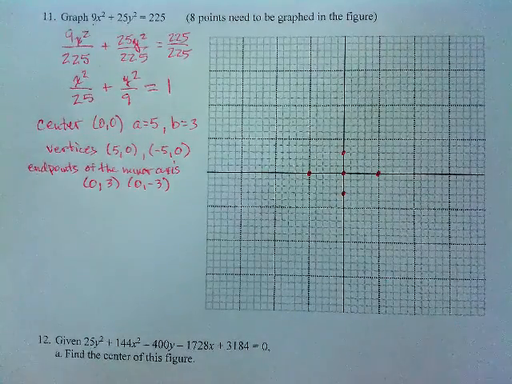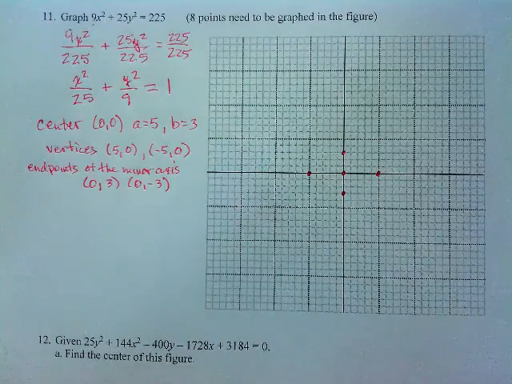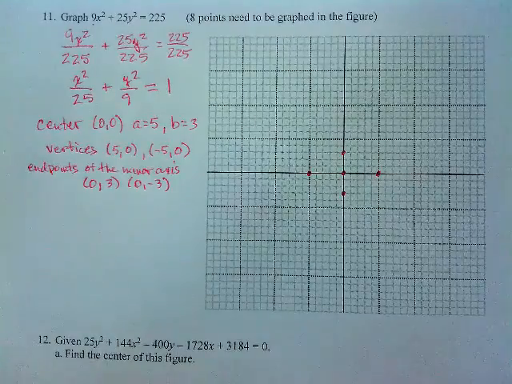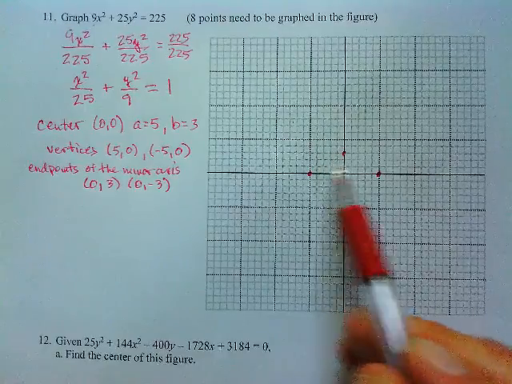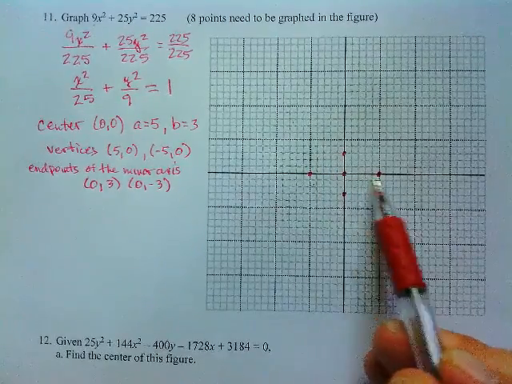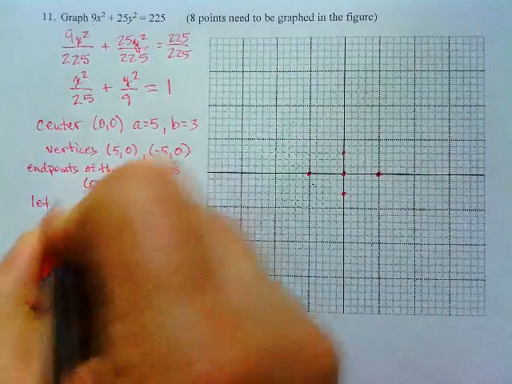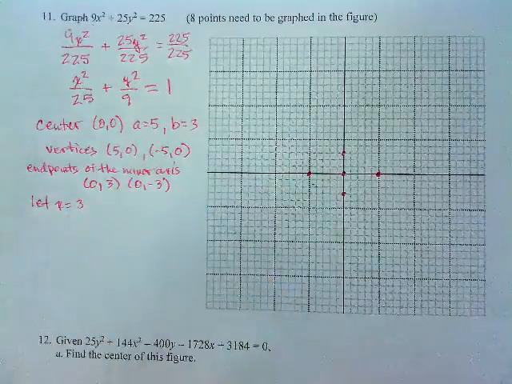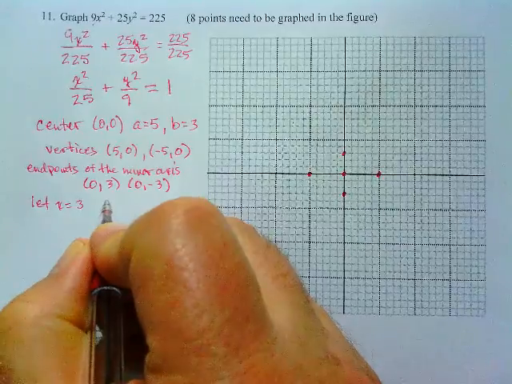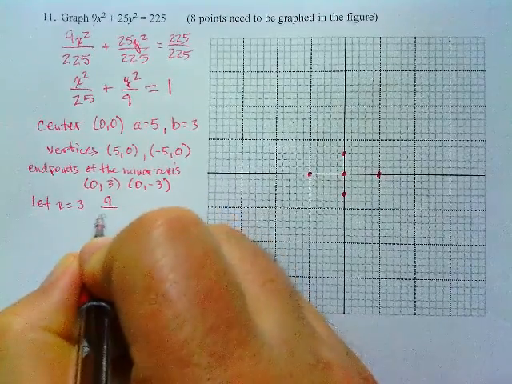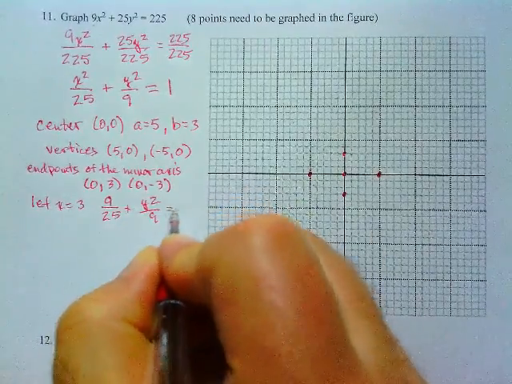Now, just as we did for a circle, we need to get 4 more points for a total of 8 to do this graph. And again, we want to pick something that is approximately halfway between the middle and an endpoint of the major axis. So let's try that x equals 3. And so that will give us 9 over 25 plus y squared over 9 equals 1.